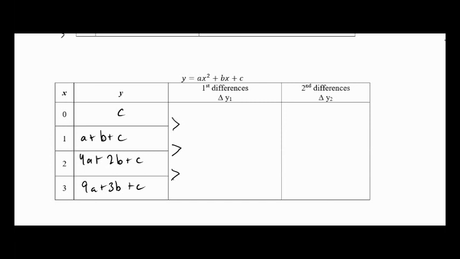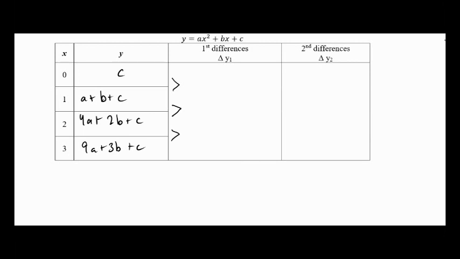Okay, hopefully you got something like this. Maybe you get something like that. C, A plus B plus C, 4A plus 2B. Some of you probably moved on already. That's good. That's fine if you did. 9A plus 3B plus C. So I subbed in values, my values for X. So here's an example. When I put 3 into X and squared it, I got 9, so 9a, right?